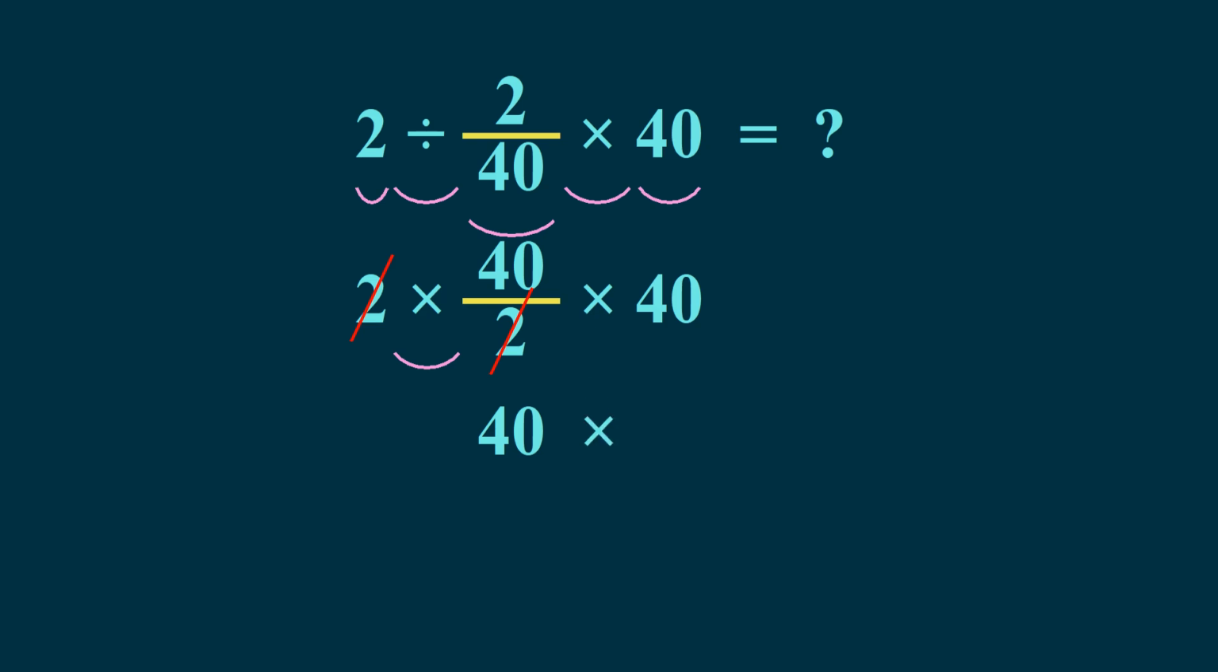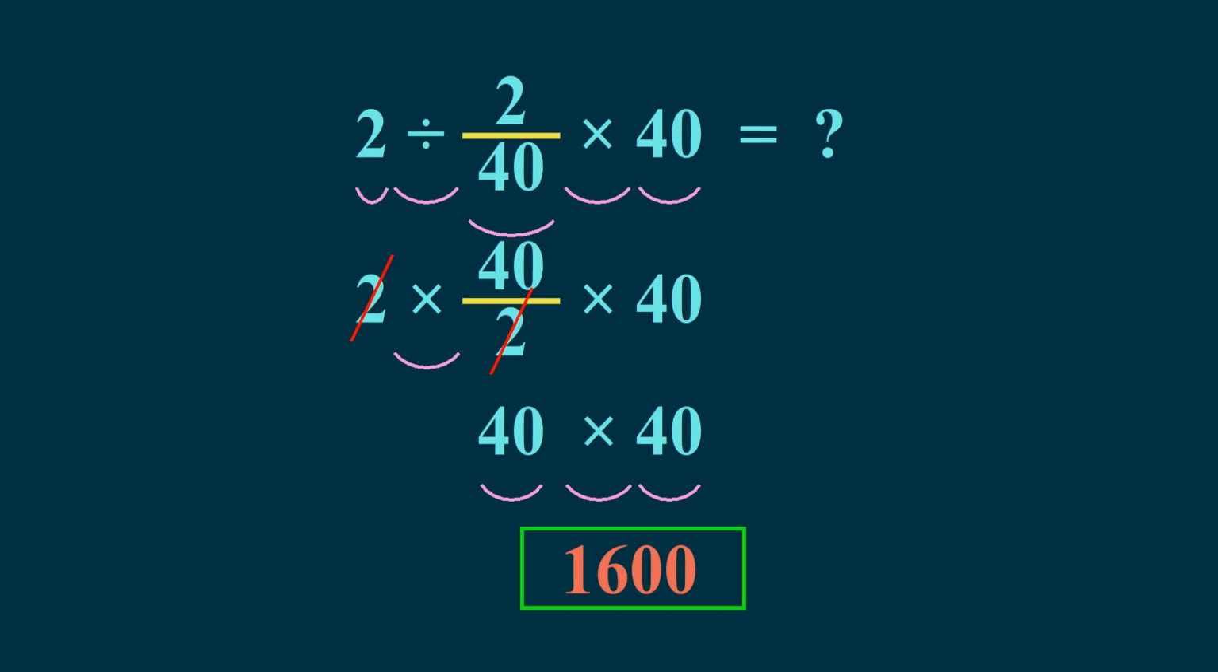And here again we have times 40. So here we have this 40 times 40, which equals 1600. And this is our final answer to this problem.